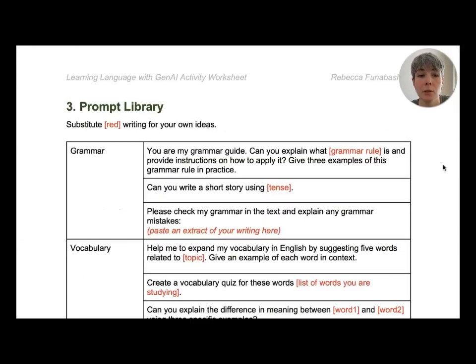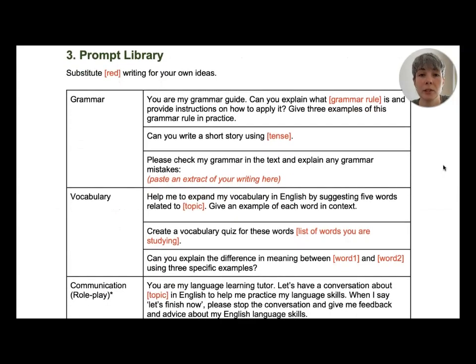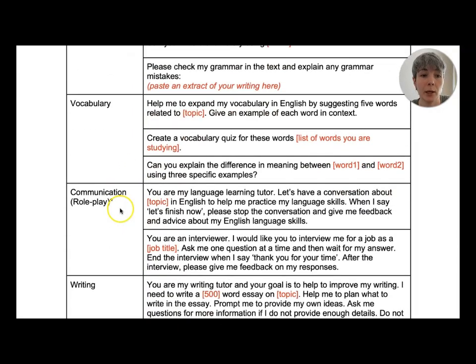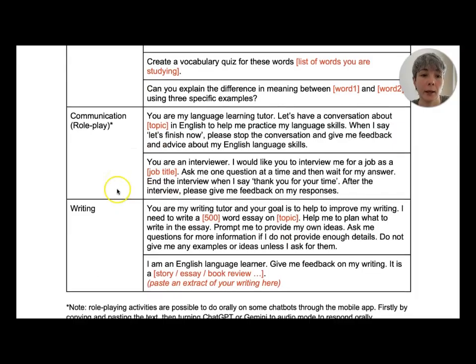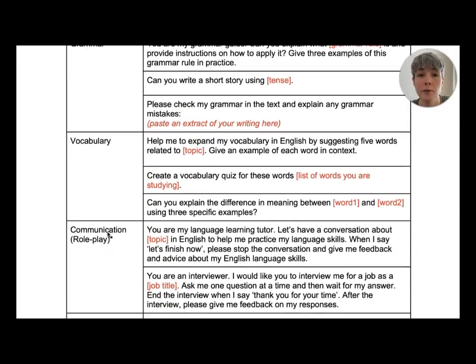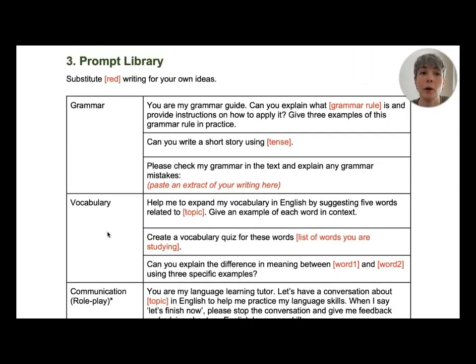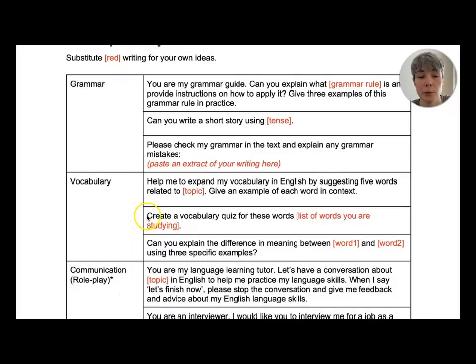And the third section is a prompt library, which contains suggested prompts on supporting language learning in different sections like grammar, vocabulary, communication, role-playing, and writing. The red parts, students can input their own ideas based on what they've learned or what their learning needs are. So for example, if students have just learned some vocabulary, they could choose to make a quiz and put a list of words that they've been studying into that red gap there.